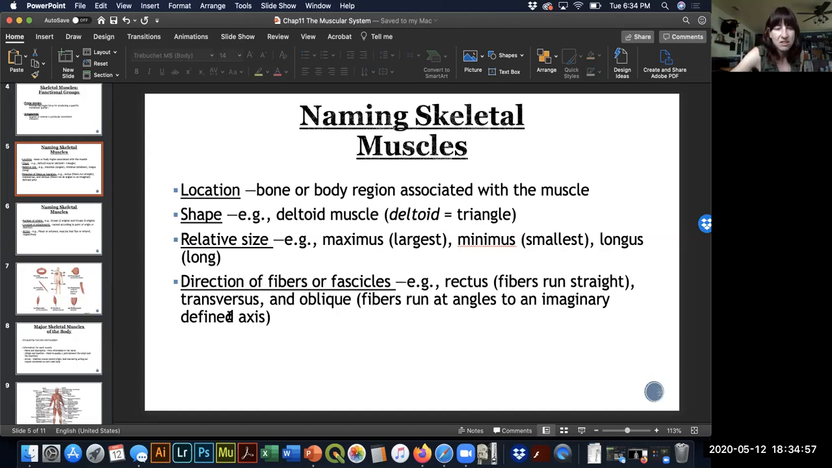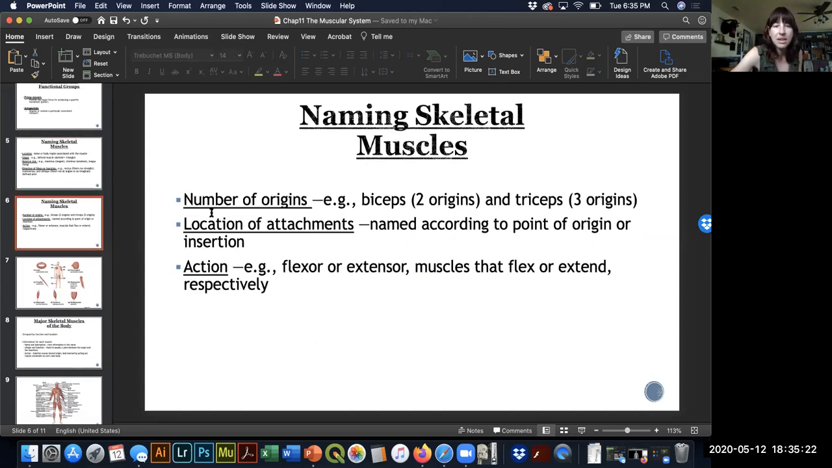Versus, we don't have any transverses. We have some oblique, your external and internal obliques, basically your sides, like your core. Those guys are running diagonal to the midline, which is your imaginary defined axis. So the midline is the reference for your external and internal obliques.